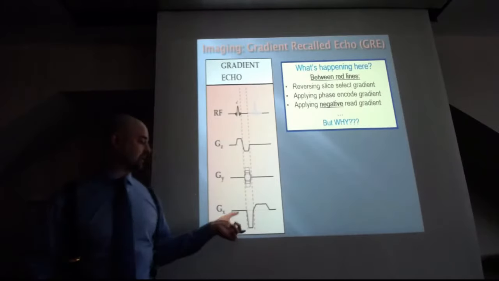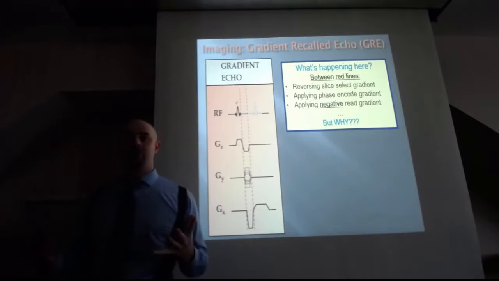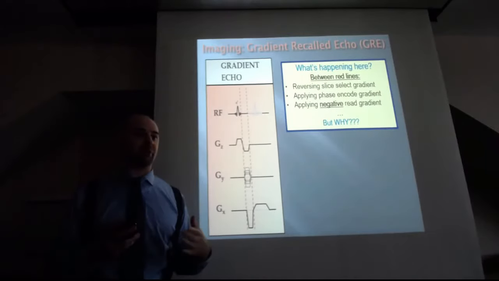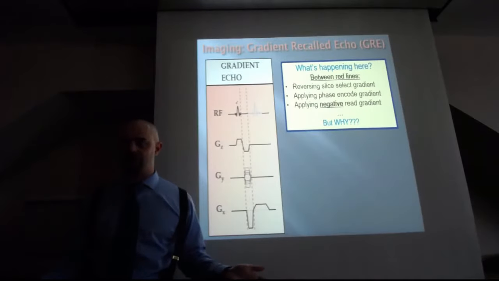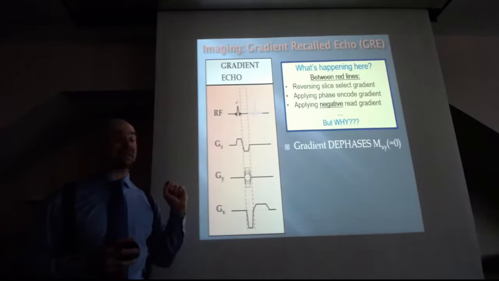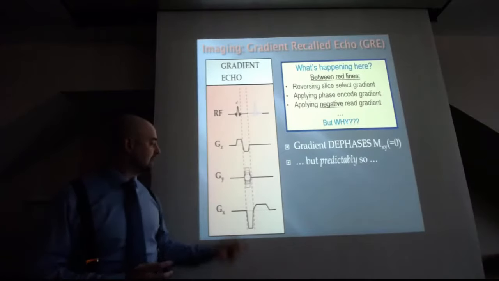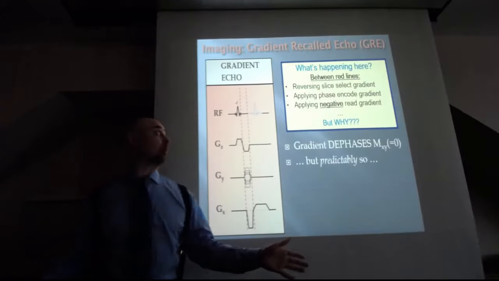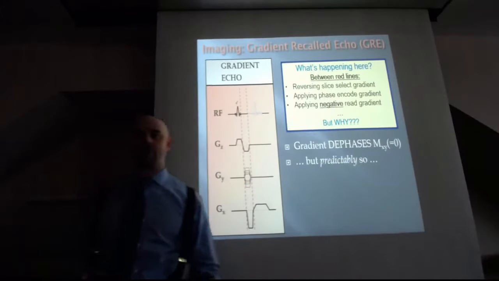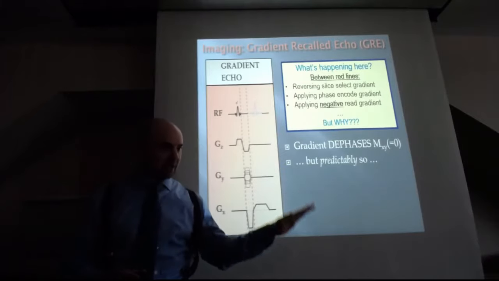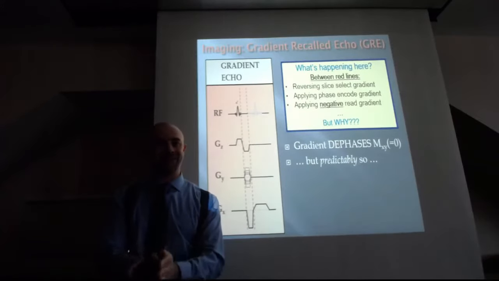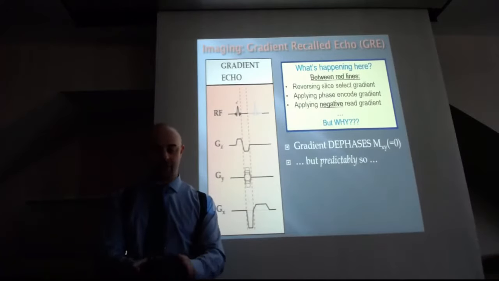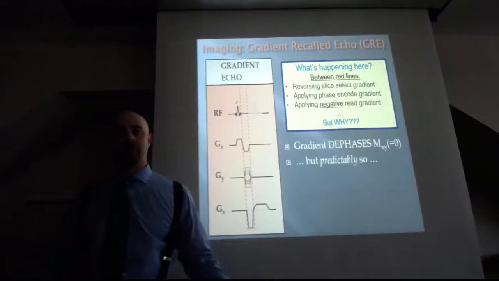So why are we doing this? Didn't I teach you that if you apply a gradient, especially a large gradient, to the spins, it's going to completely destroy the signal? Well, yes, that's exactly what we're doing. We're doing it on purpose. When we do this, it destroys all the phase coherence in the sample. Immediately after the RF pulse is applied, you have coherent spins in the XY plane, and this strong negative read gradient just completely dephases them, so you have no signal.